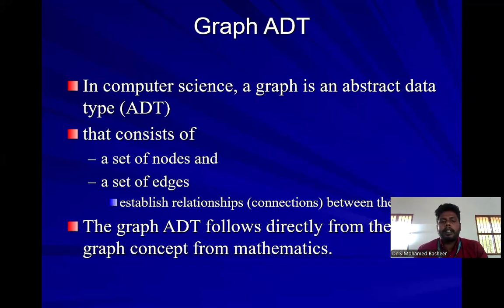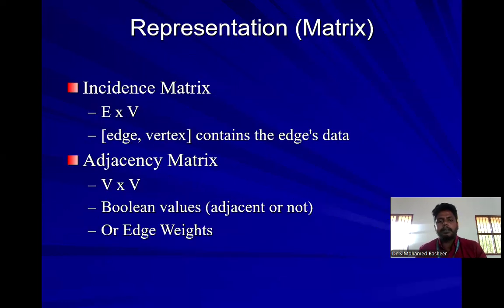The graph abstract data type. What is the graph abstract data type? In computer science, a graph is an abstract data type, called ADT, that consists of a set of nodes and a set of edges, establishing relationships and connectedness between nodes. A graph ADT follows directly from the graph concept in mathematics.